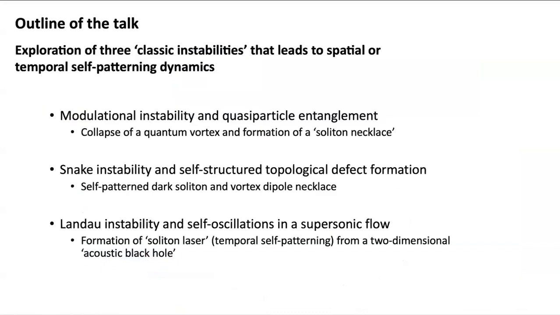With this system, I'm going to discuss three pattern forming instabilities that are pretty classic and have been discussed across many different disciplines like nonlinear waves and other physics. First is modulation instability and how it creates quasi-particles and entanglement. The second is the so-called snaking instability, which is responsible for creating vortex pairs like the ones I discussed in the first slide. And the third one is the lambda instability and self-oscillating flows in the supersonic regime.